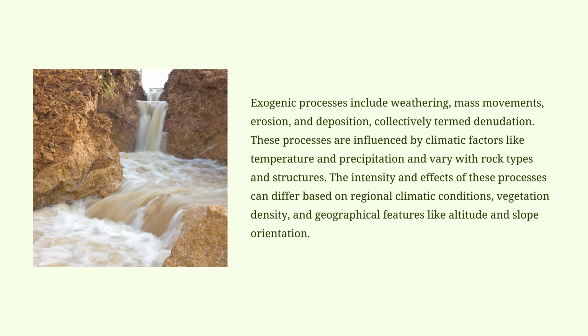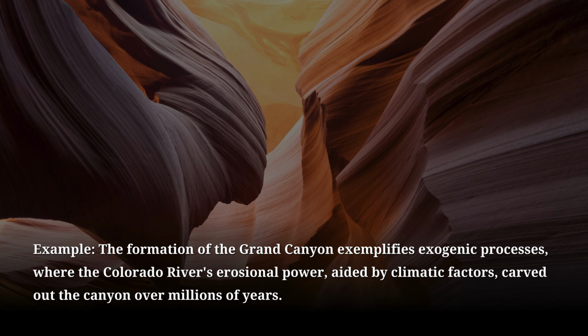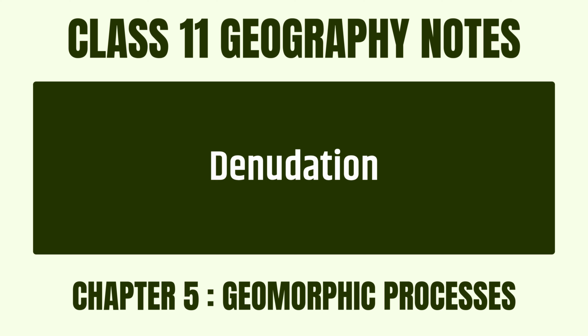The intensity and effects of these processes can differ based on regional climatic conditions, vegetation density, and geographical features like altitude and slope orientation. For example, the formation of the Grand Canyon is a great example of exogenic processes at work. Over millions of years, the erosional power of the Colorado River, aided by climatic factors, carved out the canyon's deep layers.